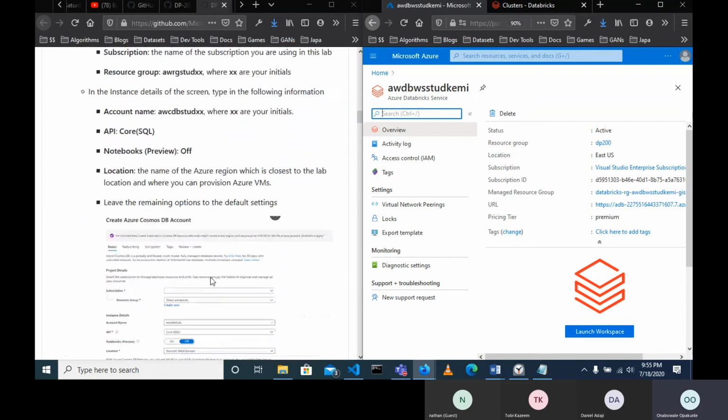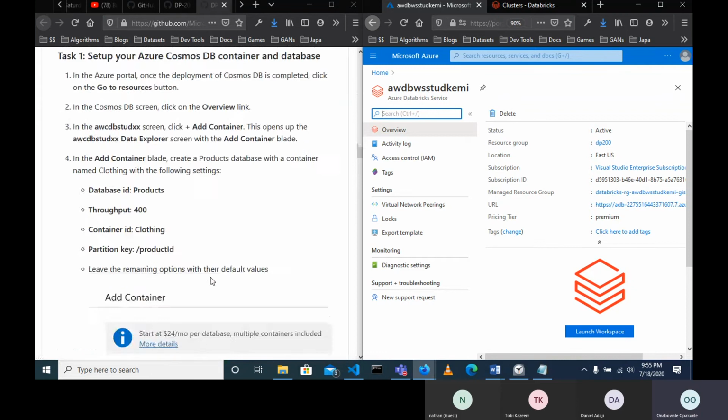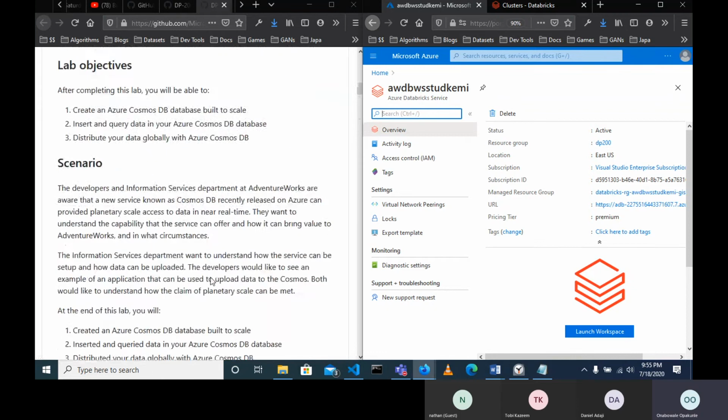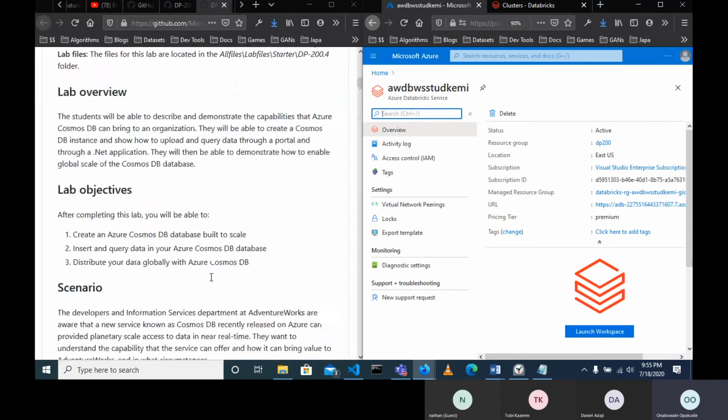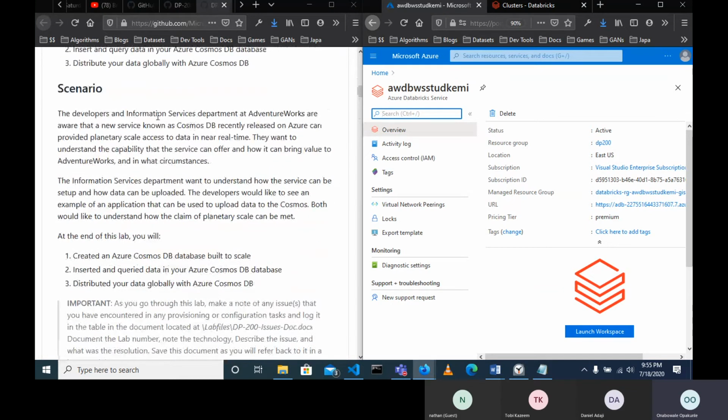I'm not too sure if we'll be able to run through all this, but I'm just going to speed through it. Let's say we have a scenario where developers in the information service department know about Cosmos DB. They want to understand the capabilities that the service can offer and how it would bring value to Adventure Works and in what circumstances.